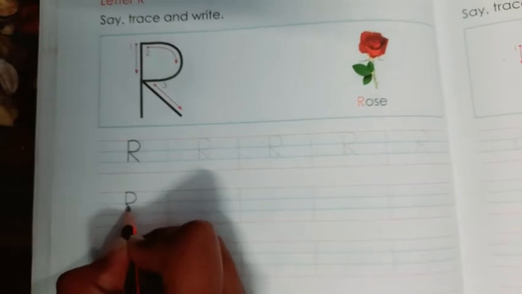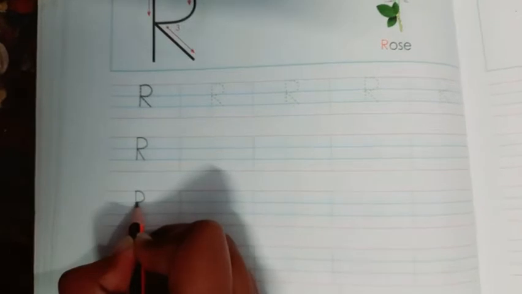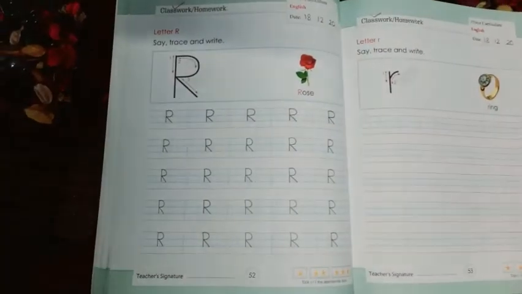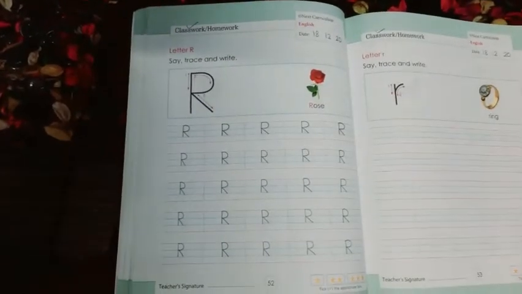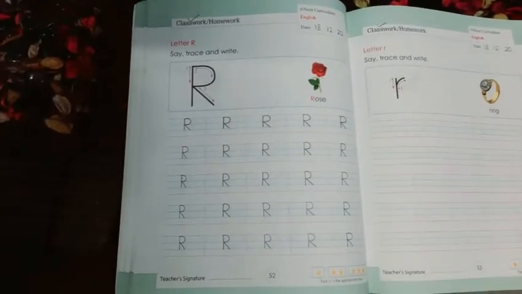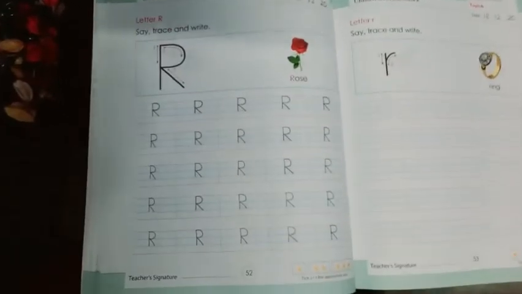Capital R. R rose. R ring. R rabbit. R rainbow. Okay students, in this way you have to do the practice and complete the page number 52. Fine. See students, in this way you have to write capital R on page number 52 in very good handwriting. Okay, after completing capital R, we are going to write small r.